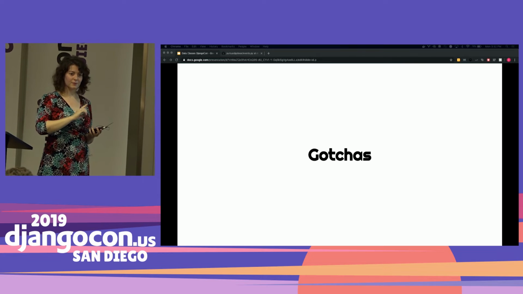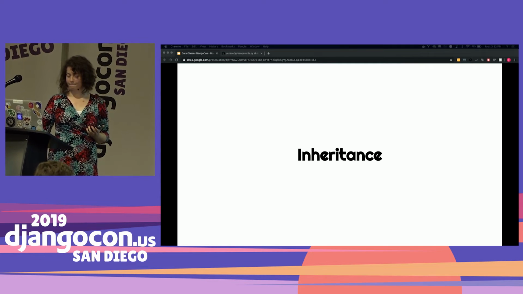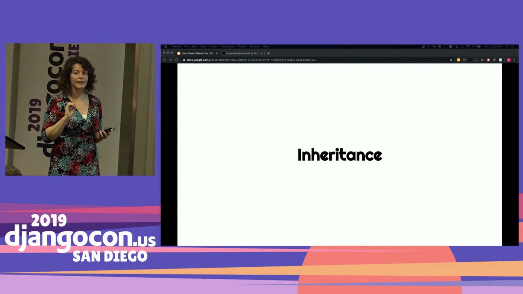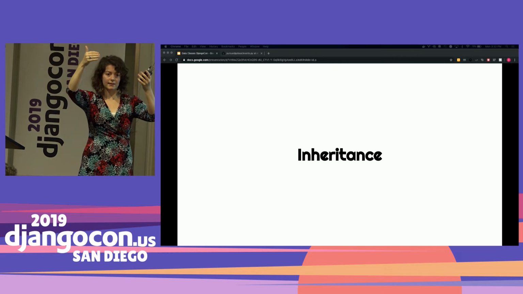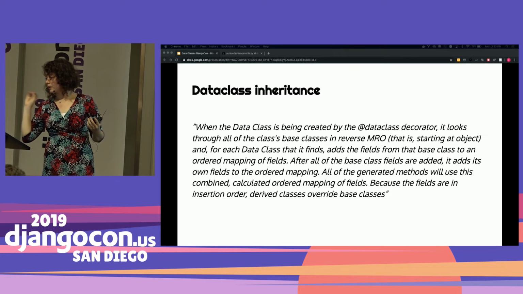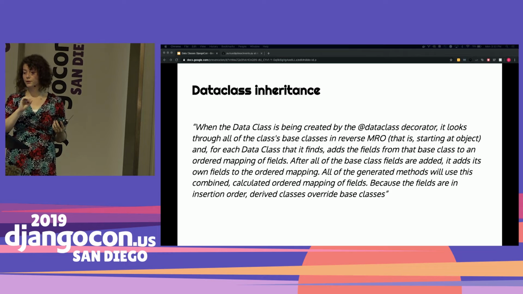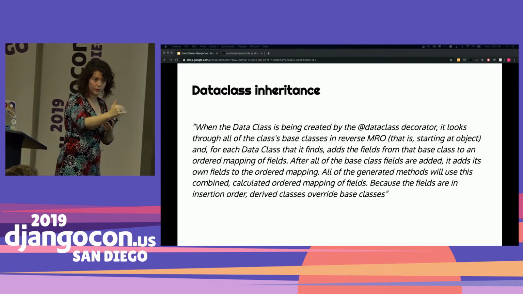There are always some gotchas, and this is no exception. Inheritance is just a little bit different than you might expect. If you're making data classes, and you have data classes inheriting from data classes, it might be just a little bit different. This is from the abstract, but to highlight, it starts at your target object, and it goes backwards.